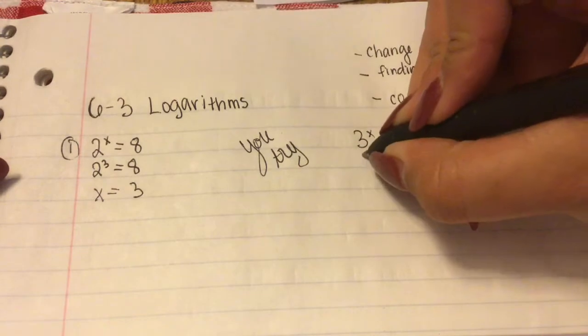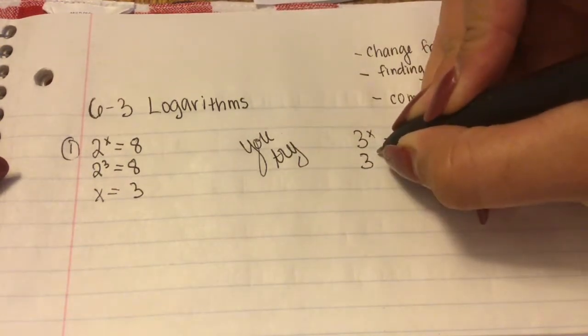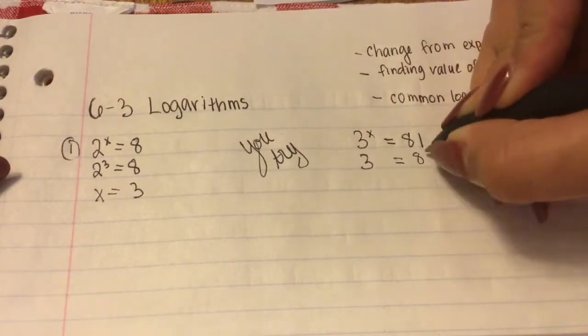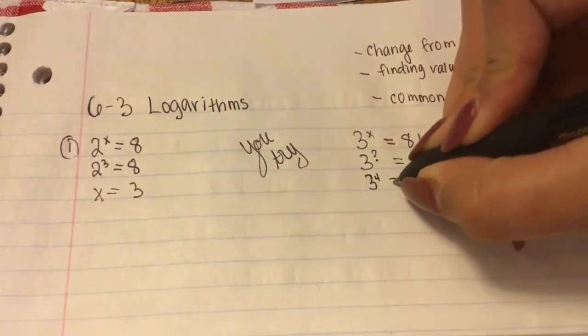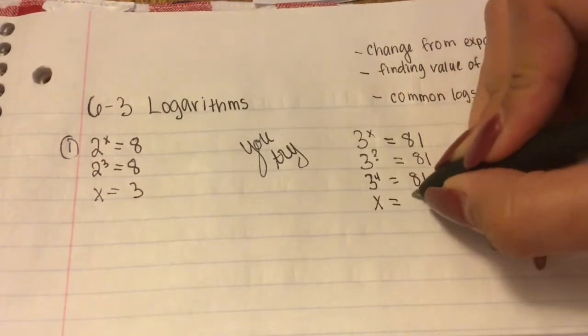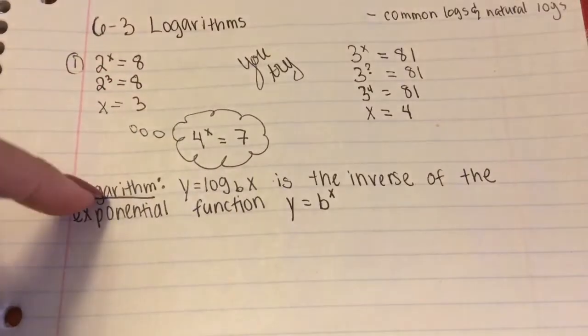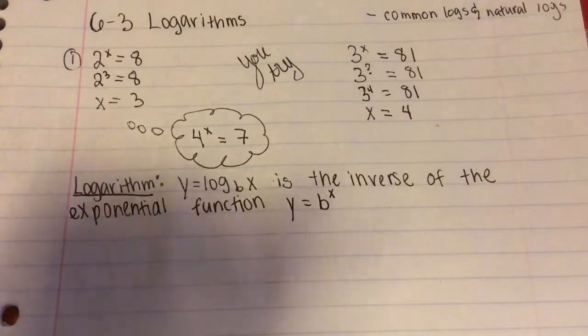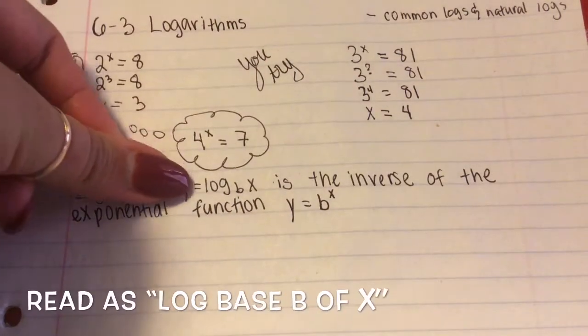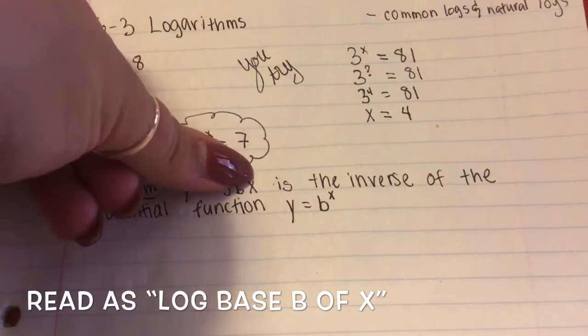So in your head, you should have thought: 3 to what power gives me 81? And then finally, 3 to the fourth power would give me 81, so that x is equal to 4. A logarithm is the inverse of an exponential function. We would read this as y equals log base b of x.